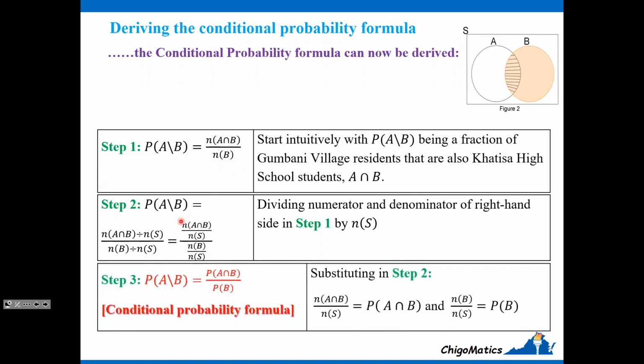With that, we substitute the probability of A intersection B, which is represented by this fraction. Then this fraction will represent the probability of B. So this is exactly what happened here. As a result, this is the conditional probability formula.